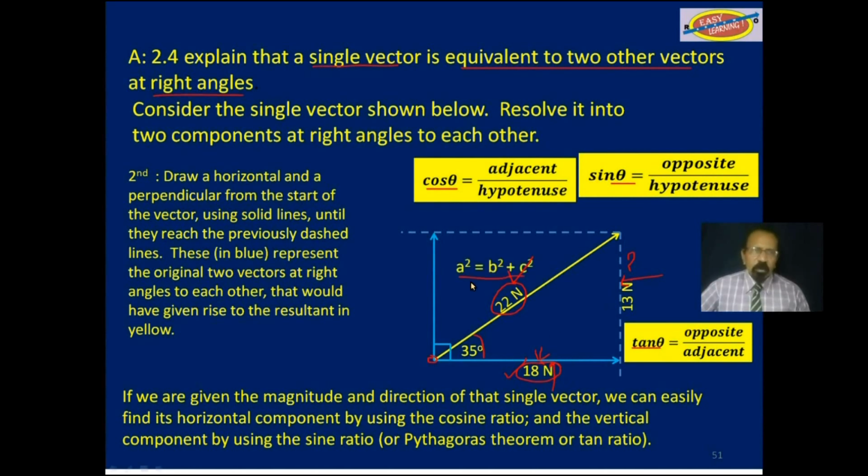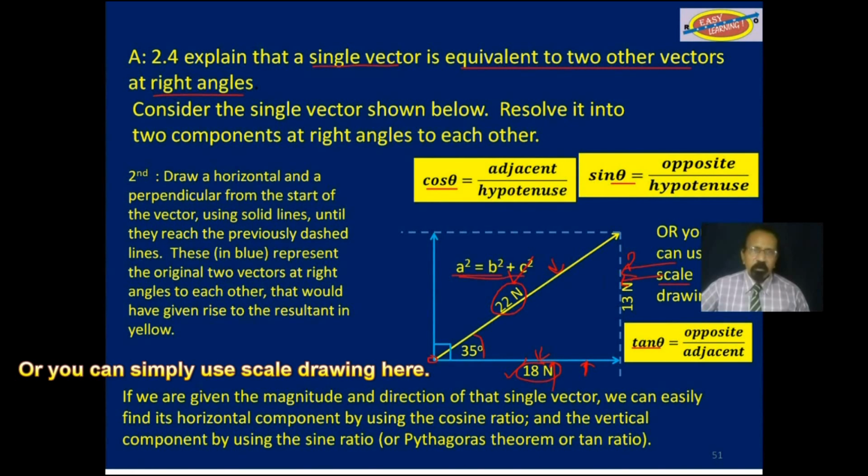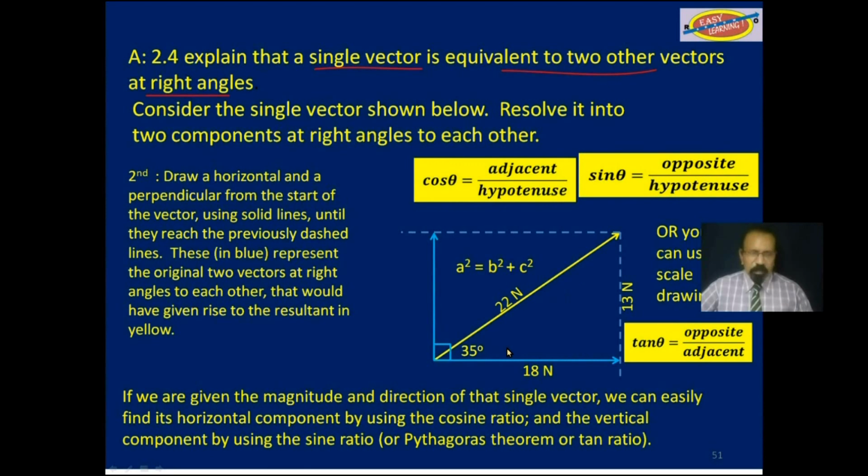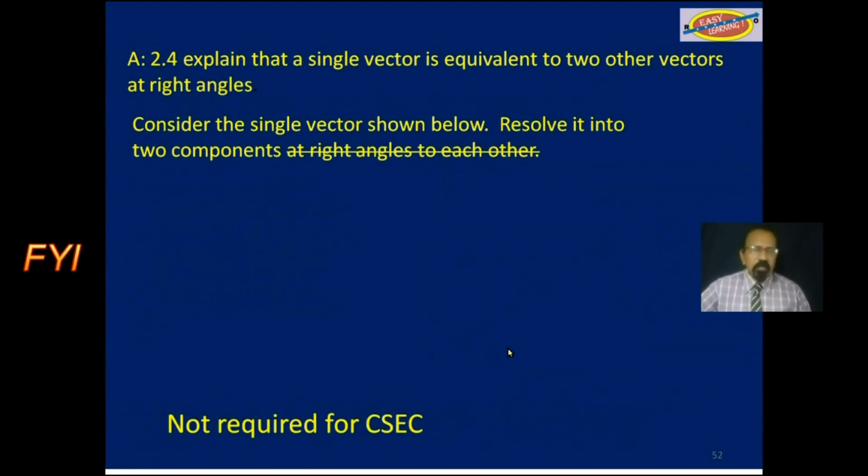Yes, we can use a squared is equal to b squared plus c squared once we know the hypotenuse and one of the other sides. We can use that to find the other side. Or you can just simply use scale drawing. So there are several ways to show that a single vector is the equivalent of two other vectors at right angles. Now, CXC does not require you to do this, but it's pretty easy.